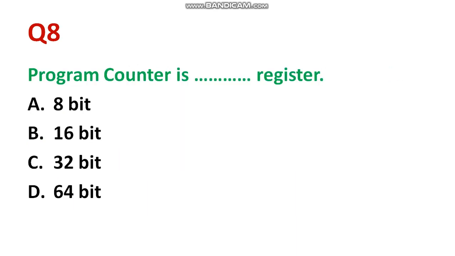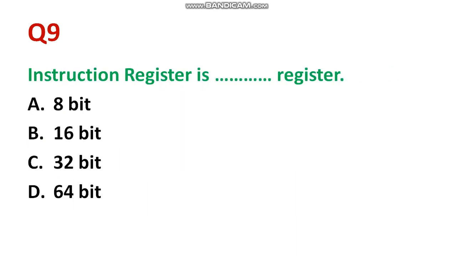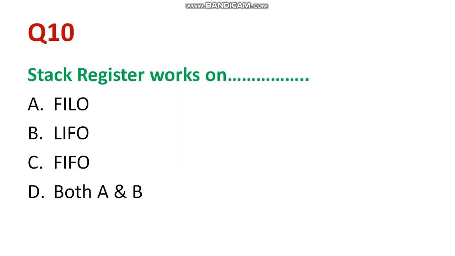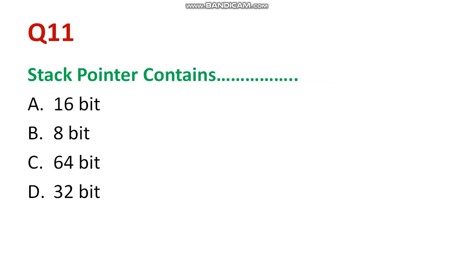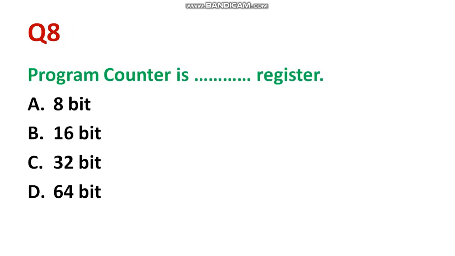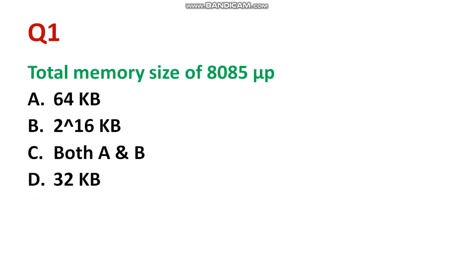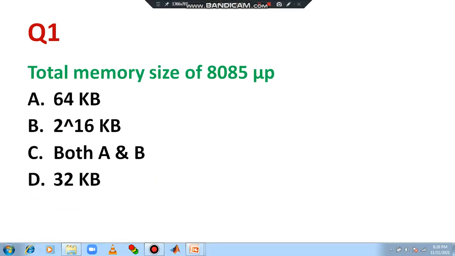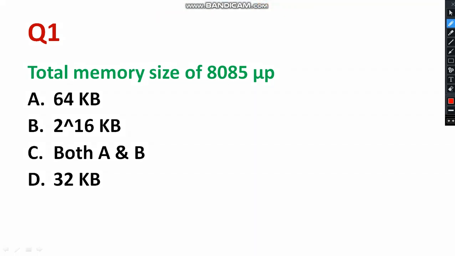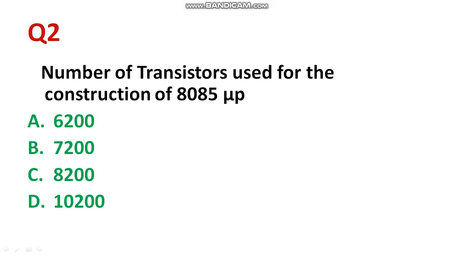So there are 11 questions. If you want, you can pause the video and have a look at that. Now let me discuss each and every question one by one. So moving on to the first question. The total memory size of 8085 microprocessor. Actually, the total memory size of 8085 microprocessor is 64 kilobyte. A is the right answer.